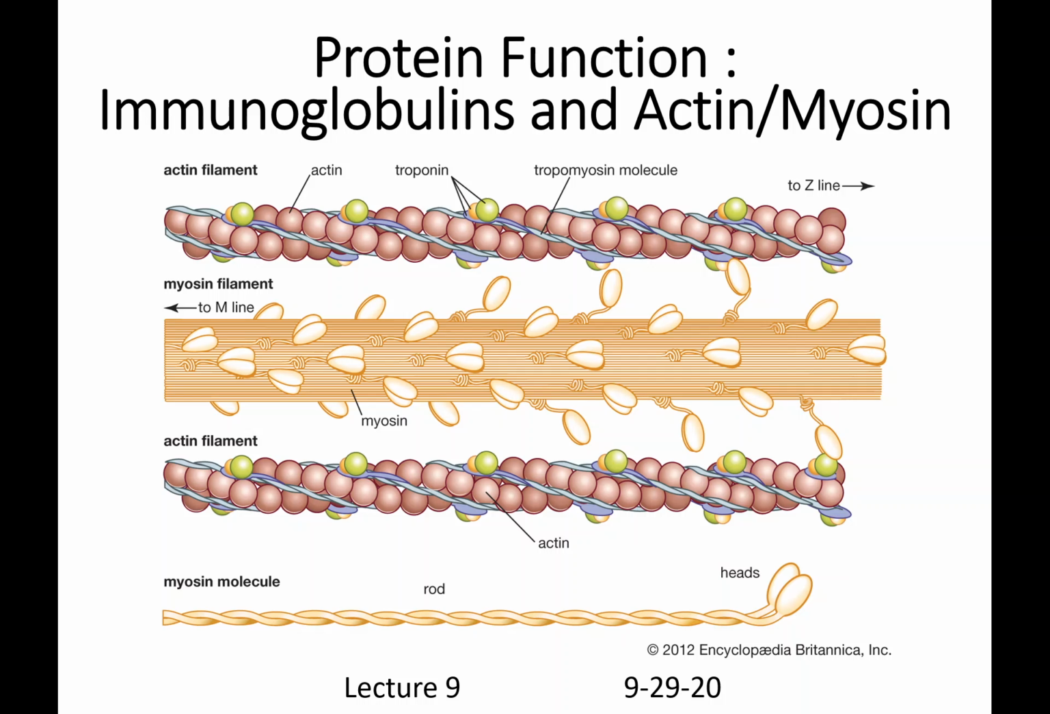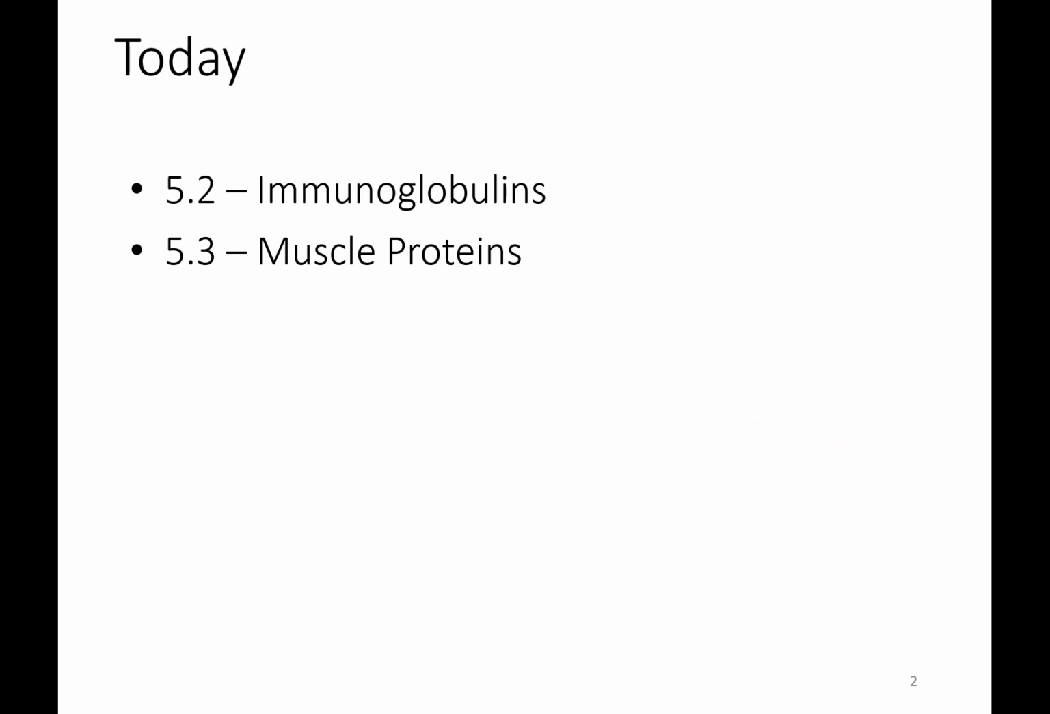In this lecture, we'll be concluding our discussion on protein function, and we'll be discussing two examples. One is immunoglobulins, and the other are the muscle proteins actin and myosin. Okay. And this is chapter 5, section 2 and 3. And I would think this would be one of the shorter lectures of the semester. We're going to give a couple of examples here.